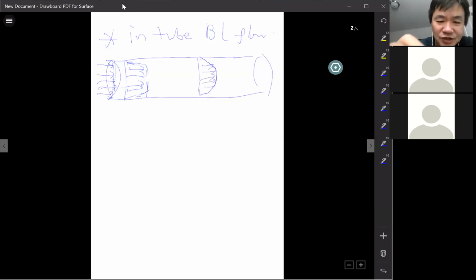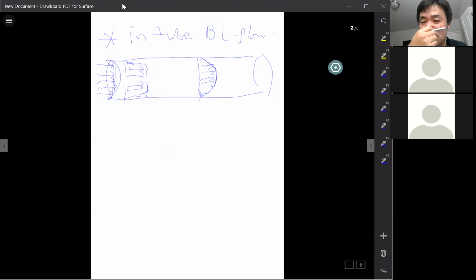Did you see the change from the entrance to the later part of the pipe? The shape of the velocity profile changes, right? It changes from here to here. But what happens when the pipe is very long? It's not like the flat surface boundary layer problem, where it seems to become turbulent. In the pipe flow, it doesn't change.